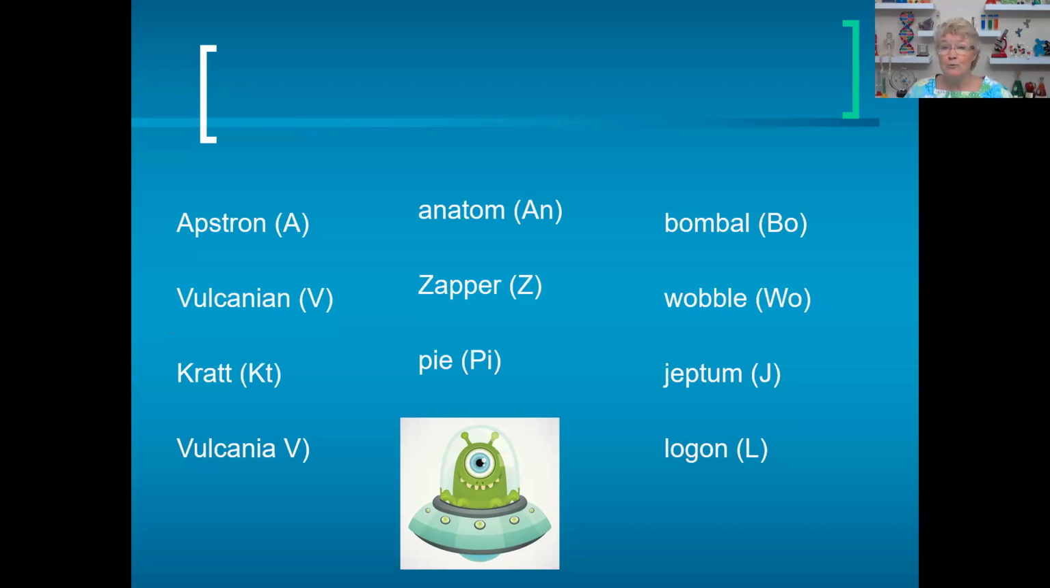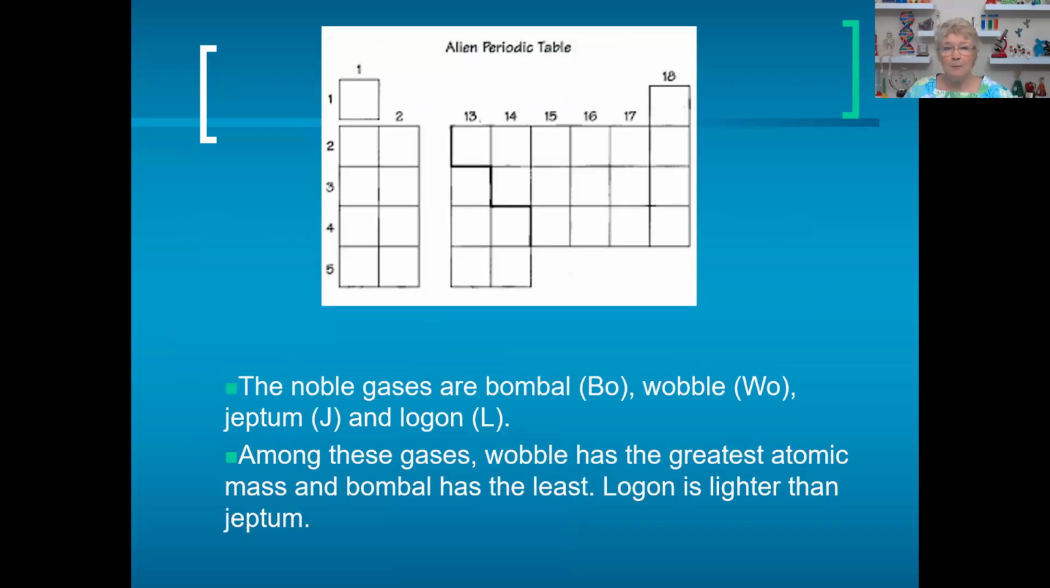So here are the clues that we have about what elements on their table match the elements on our table. Our job is to discover which elements on the periodic table these alien names represent, so we can give them what they want when they place an order. All right, so we're going to now put their elements in the proper place on their periodic table. All right, so here's our clue.